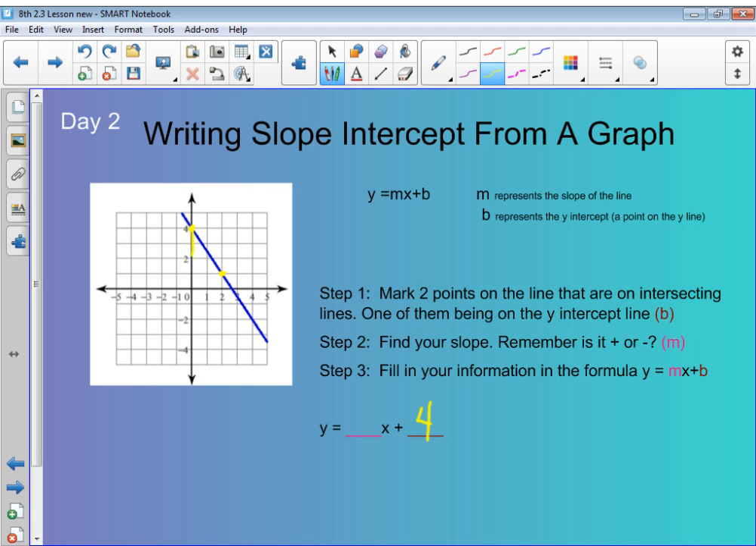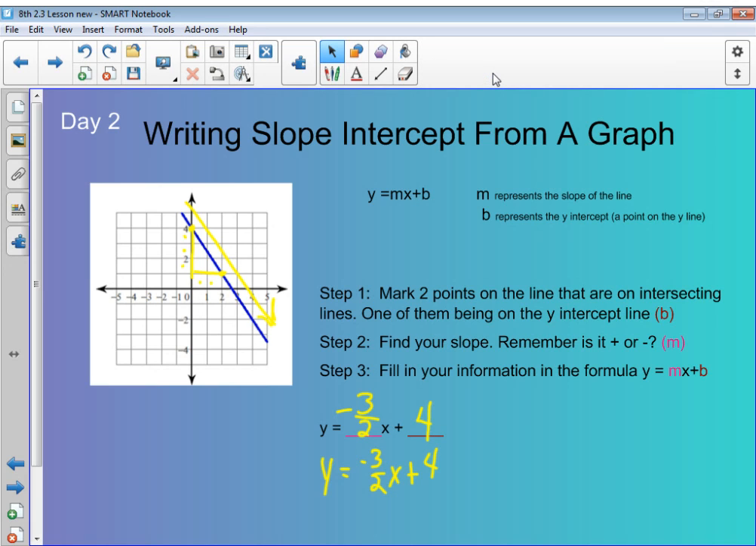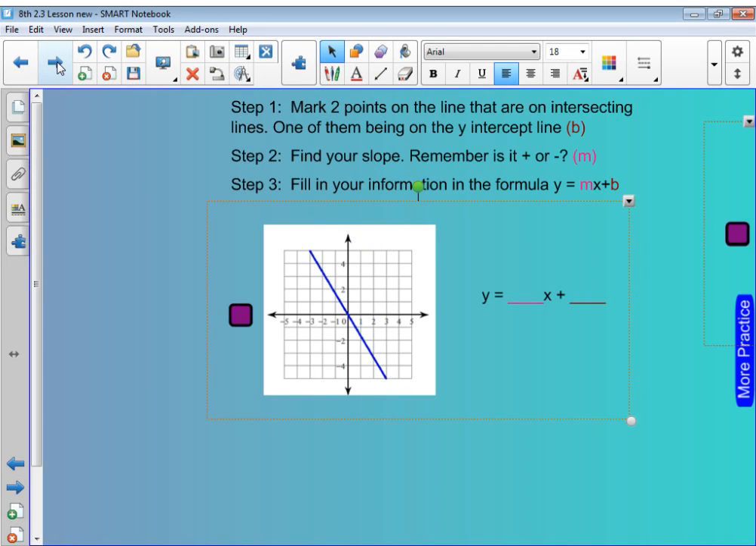And then our slope is our rise over our run. So our rise is 1, 2, 3 boxes. Our run is 2 boxes. And our slope is going downward from left to right, so that's a negative slope. So our final answer on this is y equals negative 3 over 2 x plus 4. Okay, so we're going to go ahead and practice this. The key thing is understanding how to identify 2 points, how to count our slope, and then how to identify our y-intercept.